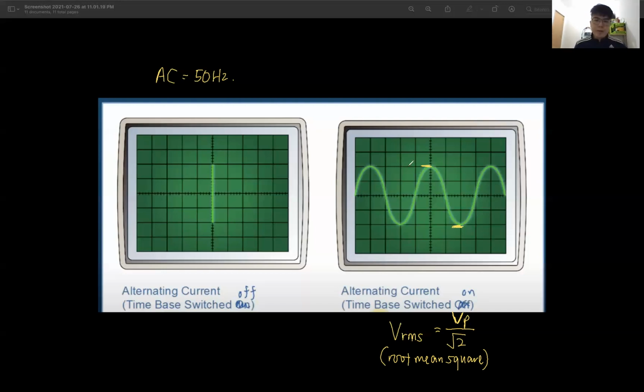This is the formula. So whatever is the peak voltage, let's say it's 10 volt. 10 volt here, this is minus 10 volt. Okay, we take the peak voltage 10 and then we divide by square root 2, then we get the root mean square. Okay, so root mean square is the effective voltage of AC. For AC, yeah, for AC circuit.